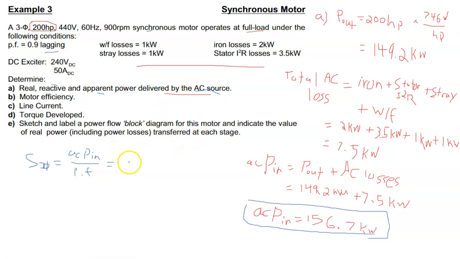And again, the DC power doesn't come into account because we're considering the AC source only here. Okay, so now we have 156.7 kilowatts, and our power factor was 0.9. And the fact that it's lagging or leading doesn't affect the calculation. S three-phase then is equal to 174.1, and our unit for that is kVA.